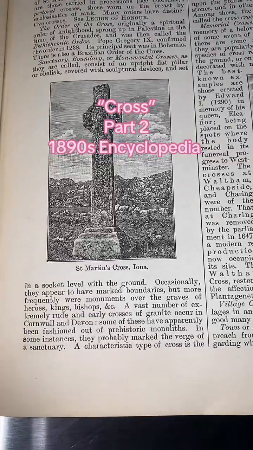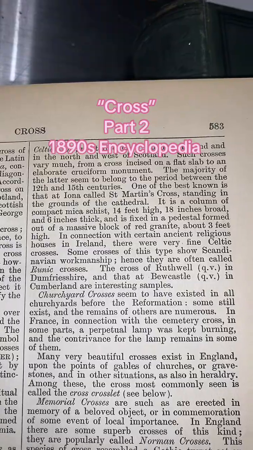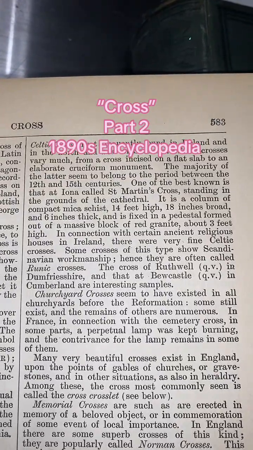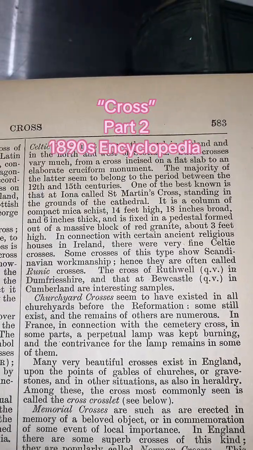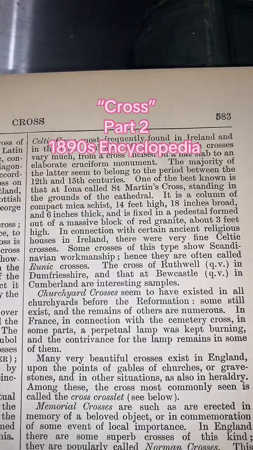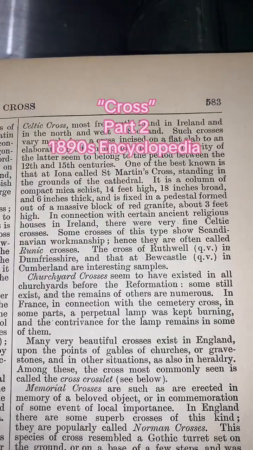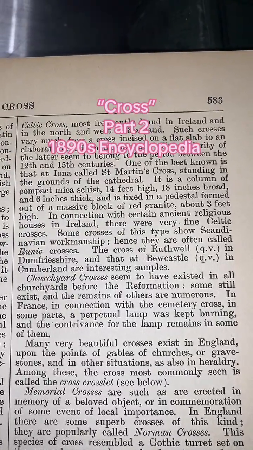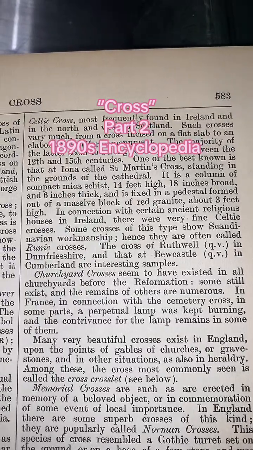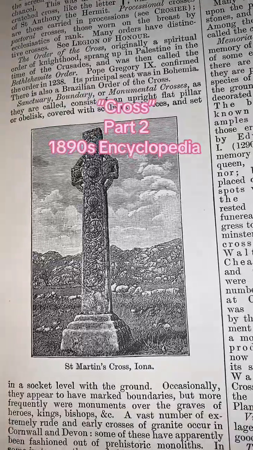A characteristic type of cross is the Celtic cross, most frequently found in Ireland and in the north and west of Scotland. Such crosses vary much, from a cross incised on a flat slab to an elaborate cruciform monument. The majority of the latter seem to belong to a period between the 12th and 15th centuries. One of the best known is that at Iona, called St. Martin's Cross, standing in the grounds of the cathedral, and that's right here.